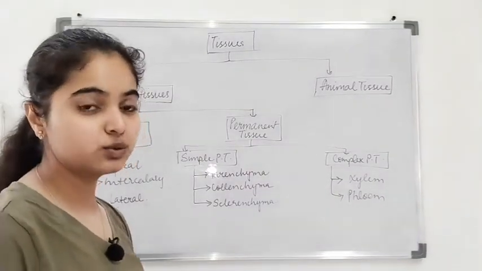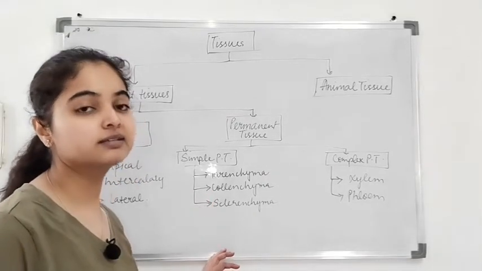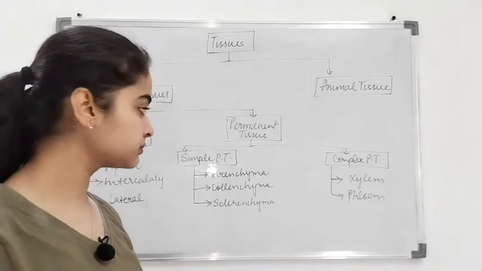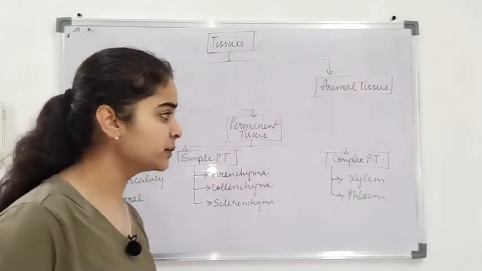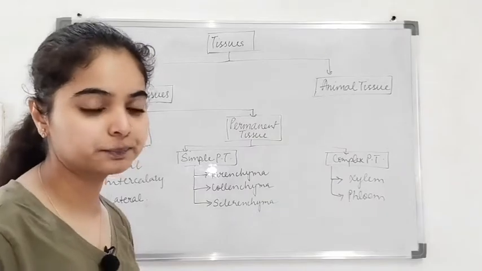Simple permanent tissues are of three types. First is Parenchyma, second is Collenchyma, and the third is the Sclerenchyma. Complex permanent tissues are of two types. First is Xylem and second one is Phloem.